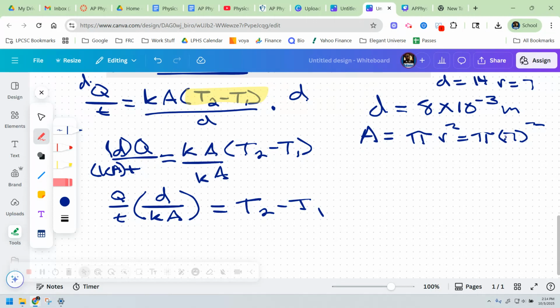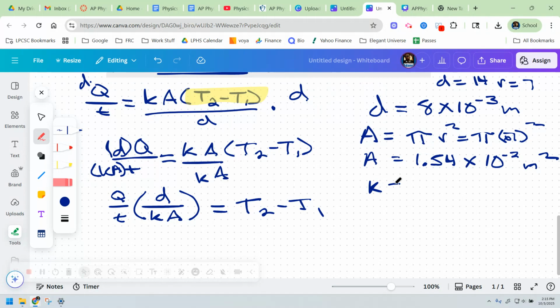Anyways, when you crank through that math, you're going to get 1.54 times 10 to the negative 2, and that is in meters cubed, because I converted stuff. You mean meters squared, not meters cubed? Yeah, meters squared. You know what I'm saying.